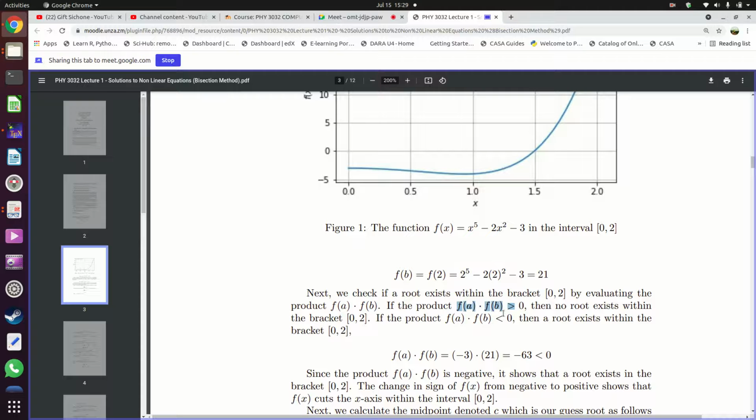Are we clear? So after you work out f of a, which is minus 3, you multiply f of a times f of b, which is 21. If what you get is greater than 0, then it tells you that there is no solution in the bracket you have chosen. But if you multiply f of a times f of b and it gives you a negative product, then it means that the function crossed the x-axis. If the function crossed the x-axis, then a root exists in the bracket you have chosen. One root exists.